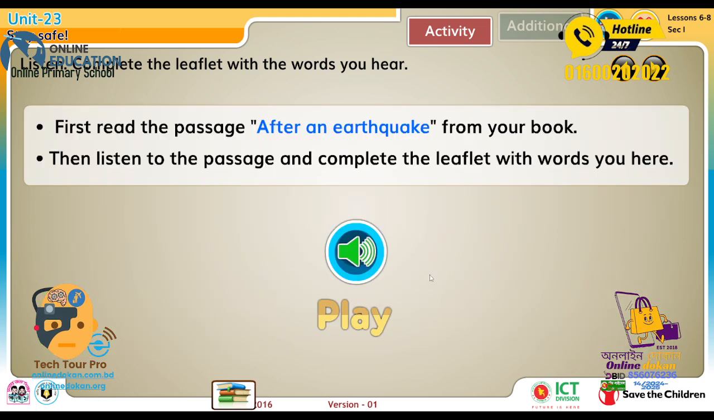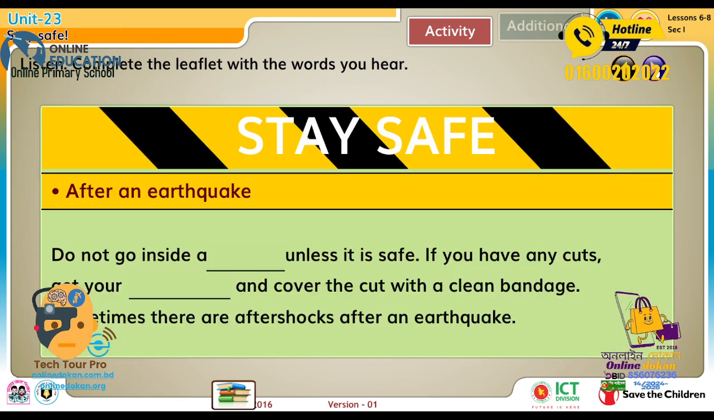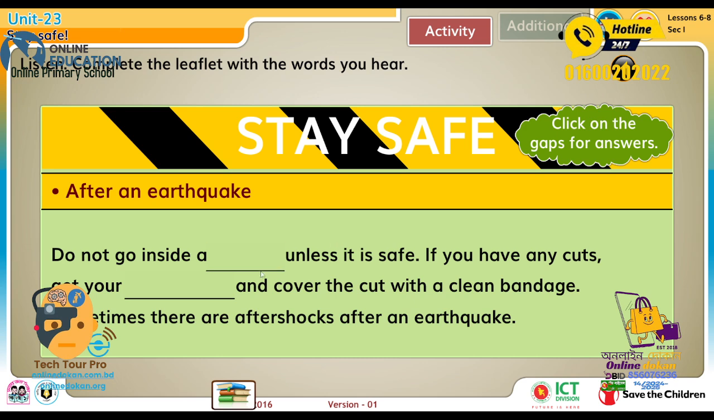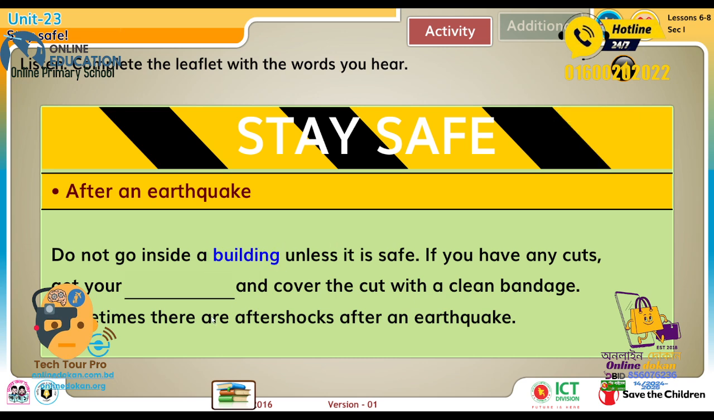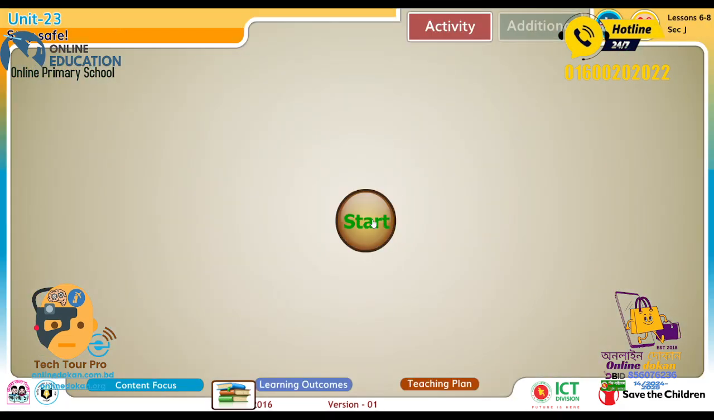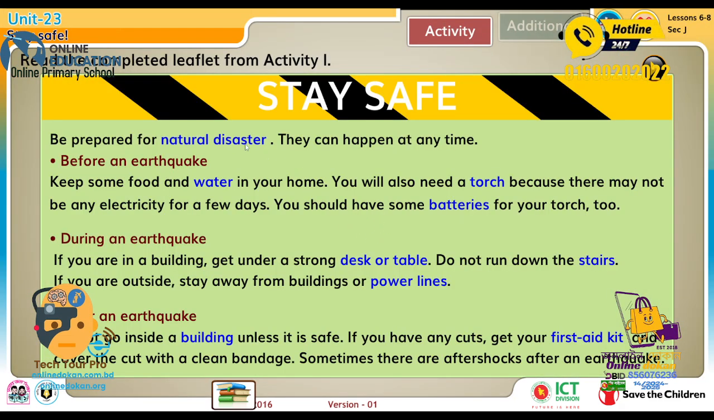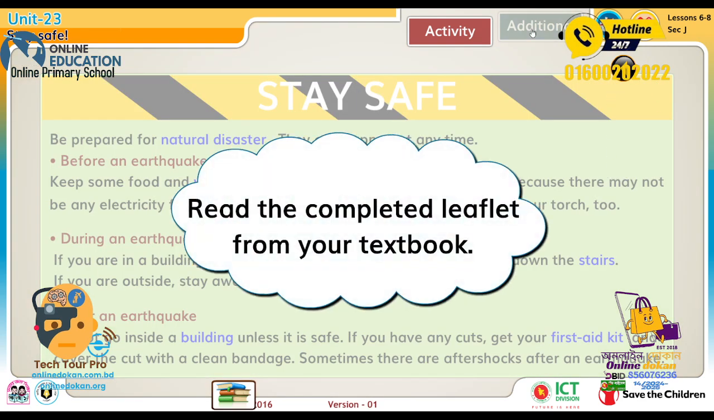First, read the passage After an Earthquake from your book. After an earthquake, listen to the passage. Do not go inside a building unless it is safe. If you have any cuts, get your first aid kit and cover the cut with a clean bandage. Click on the gaps for answers. Read the completed leaflet from Activity I.